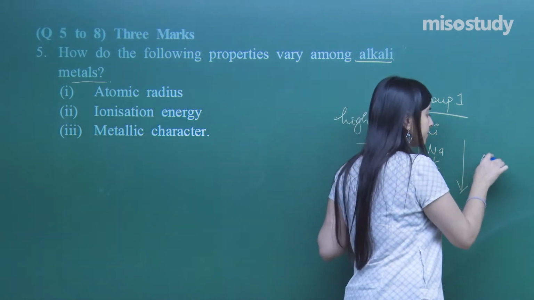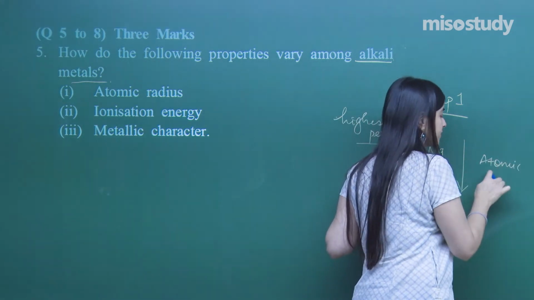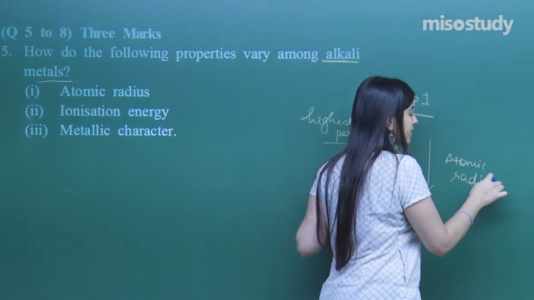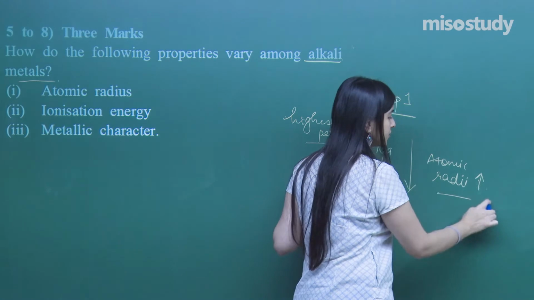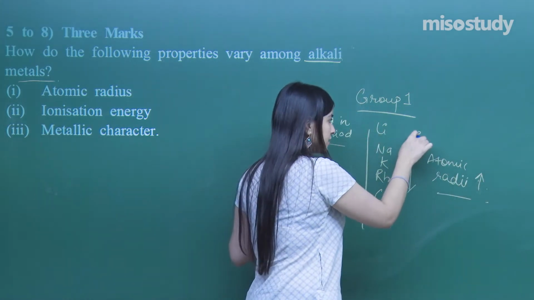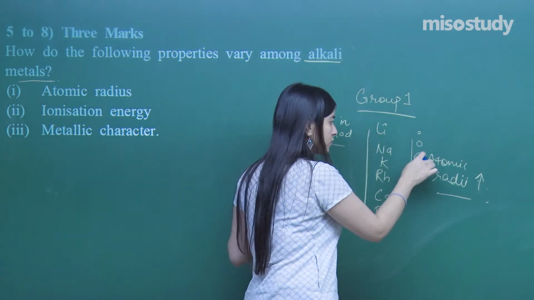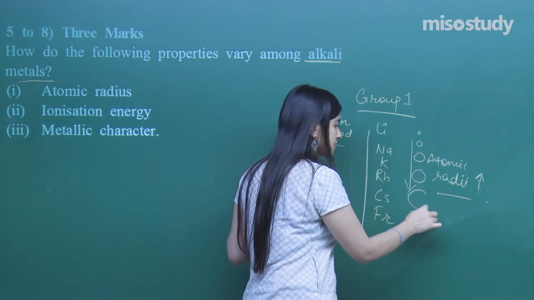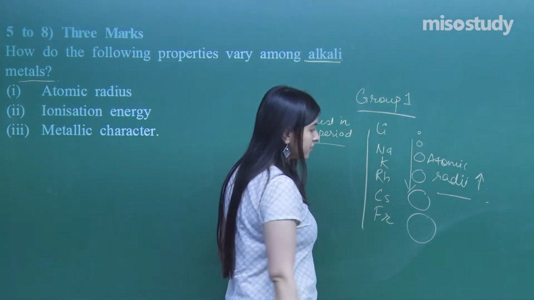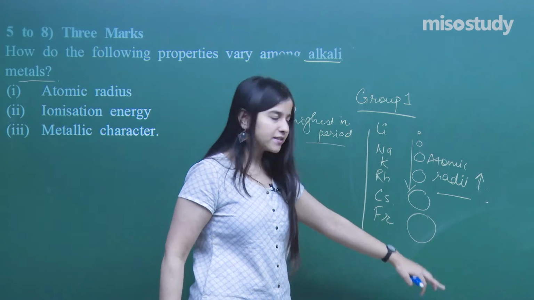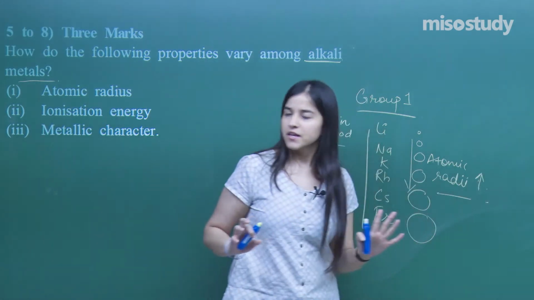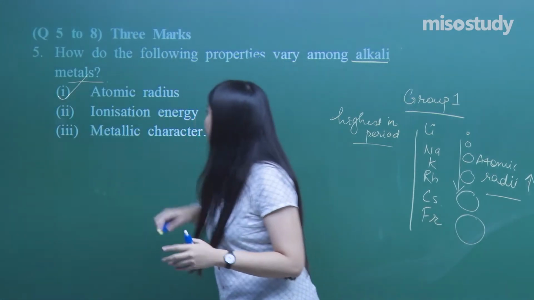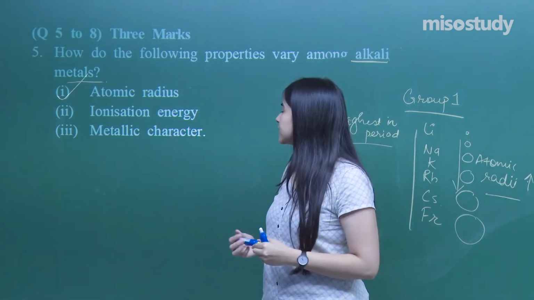So here, atomic radius or radii increases down the group. Here they were small, now like that it is increasing, fine. And that is how the atomic radii is increasing, and they have the biggest size if we talk about the entire period. Clear? Done. Ionization energy.